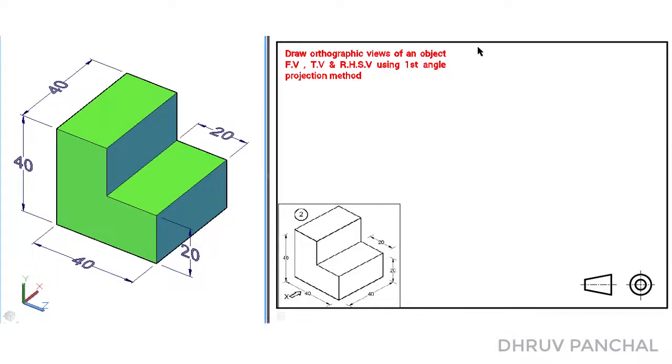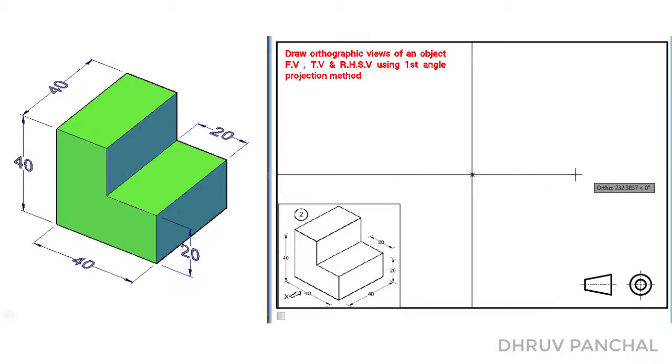Now draw a vertical line and horizontal line. Name the intersecting point by point O and name the horizontal line XX and the vertical line YY.